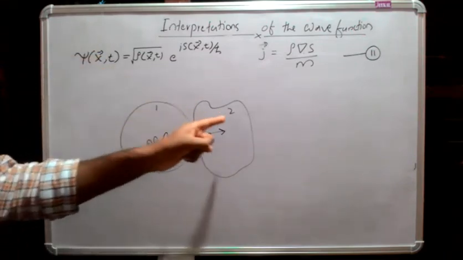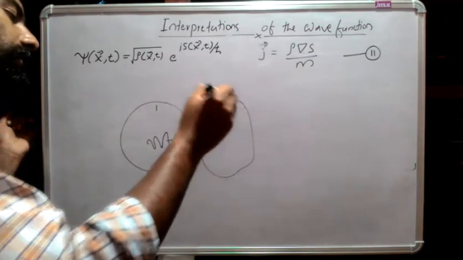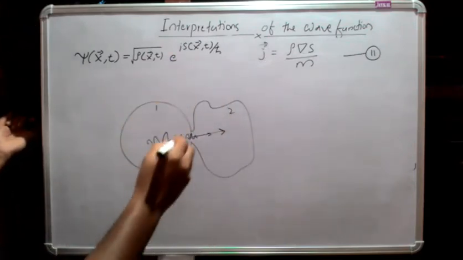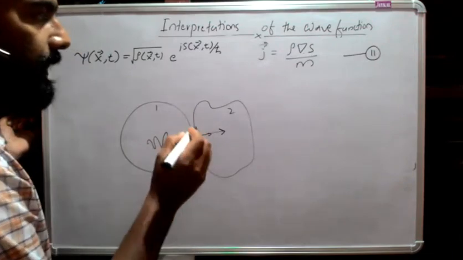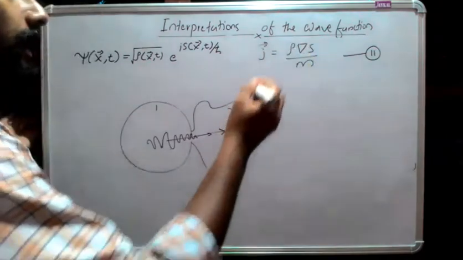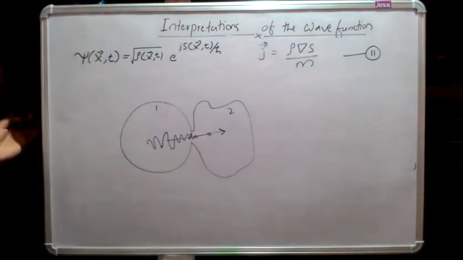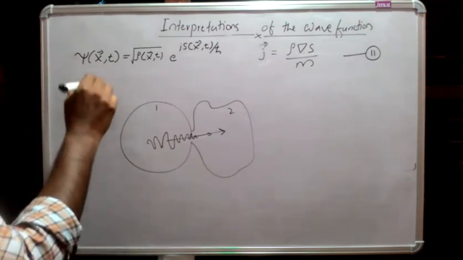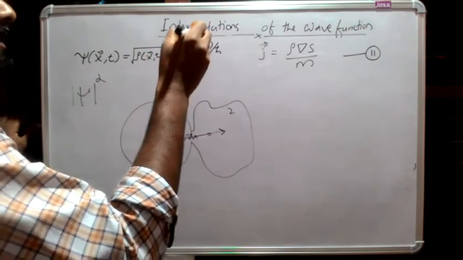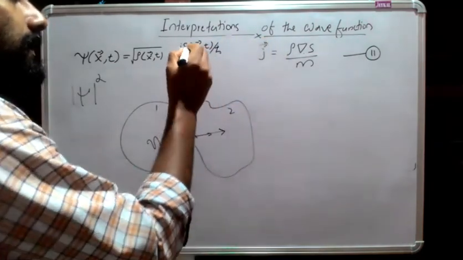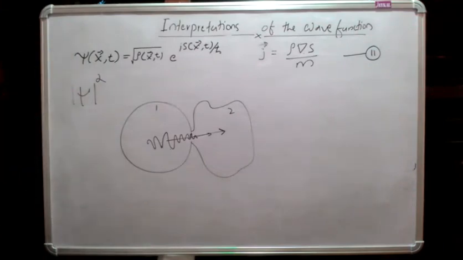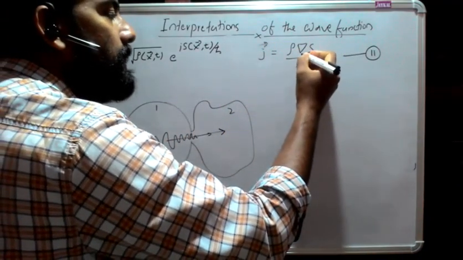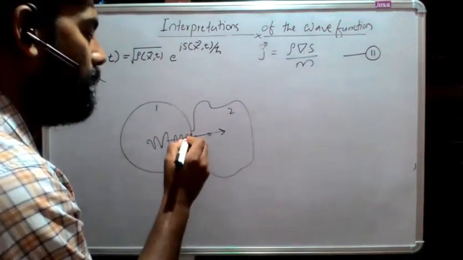When I consider two footballs, one air filled and another not filled with air, the probability of finding the particle is decreasing in this region and increasing in this region. And the probability flux is in the direction of the maximum spatial change of the phase of the wave function. That is the importance of the wave function. Hitherto we have been discussing the probability density by using mod psi square. Here I am discussing the probability flux related with the phase of the wave function. The direction of the probability flux is the direction of the maximum spatial variation of the phase of the wave function.